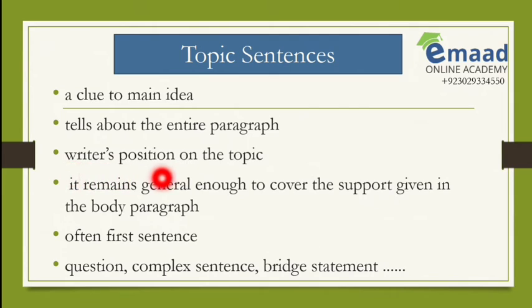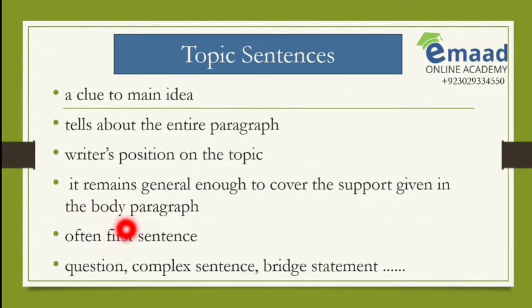But what is the writer's position on the topic? He is in favor of village life. He is going to discuss the advantages of village life. His position is in favor of village life. It remains general enough to cover the supporting ideas given in the body paragraph. So the supporting ideas will give you more details of this general topic. What the village life benefits are is not discussed in the topic sentence. In supporting sentences, you will assist your topic sentence and you will prove it.